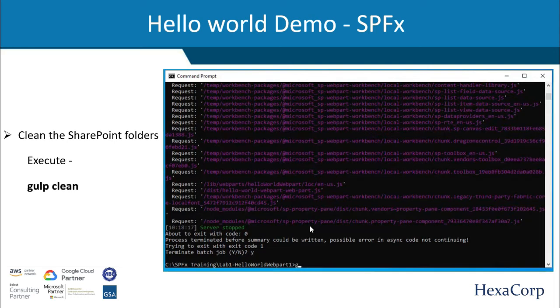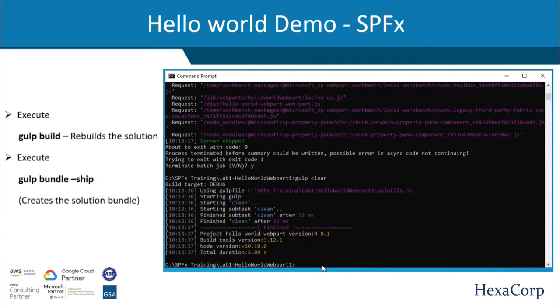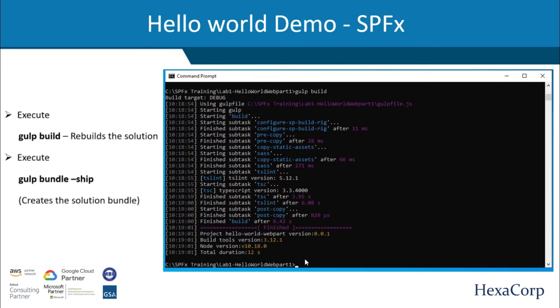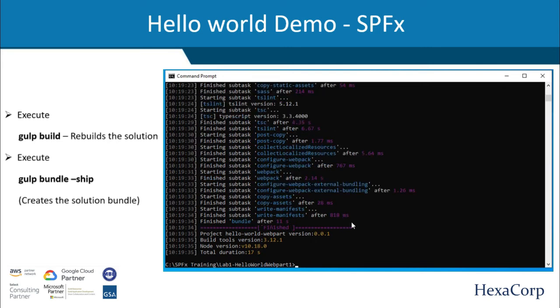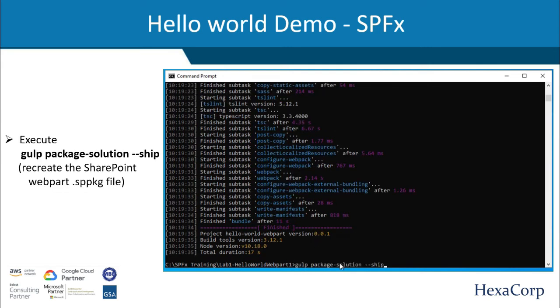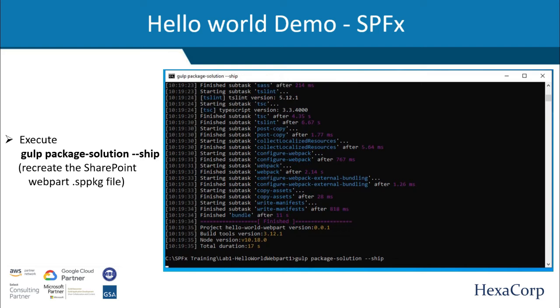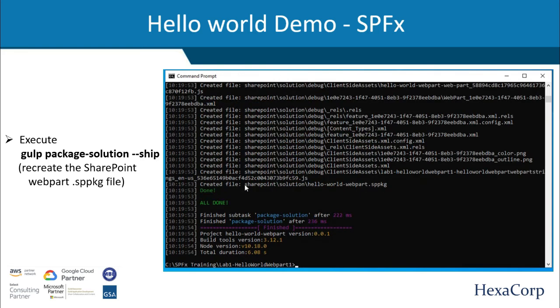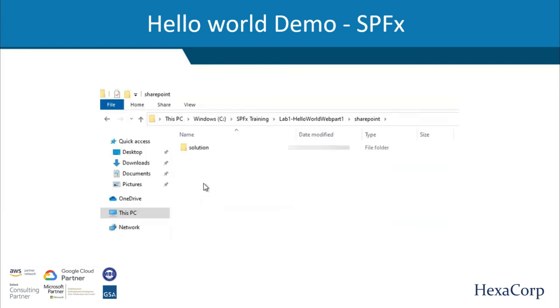Execute gulp clean command and clean the SharePoint folders. Execute gulp build command to rebuild the solution. Execute gulp bundle --ship command to create solution bundle. Execute gulp package-solution --ship to create SPFx Webpart package file. Verify if the .sppkg file is created in the SharePoint folder in your local system.